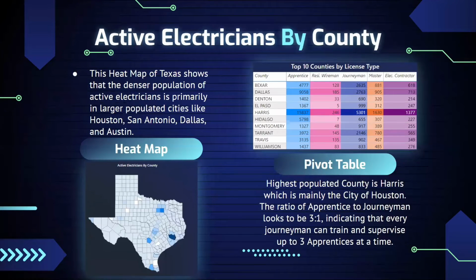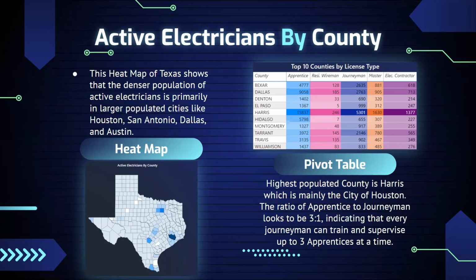So, the active electricians by county. We're looking at the location aspect of the active electricians now. At the bottom here, you can see the state of Texas heat map. I've got it in shades of blue. You can see that the counties with the largest populated cities, like Houston, San Antonio, Dallas, and Austin, are a lot darker than the other ones.